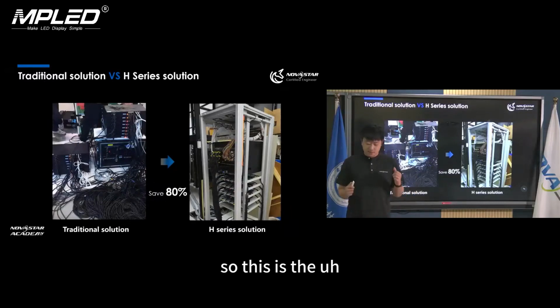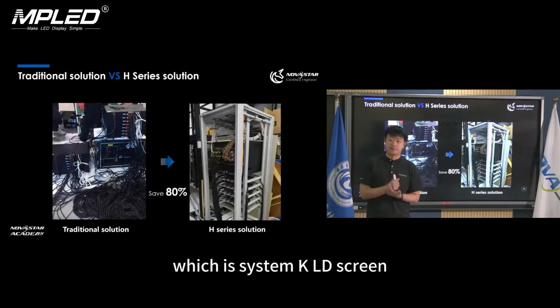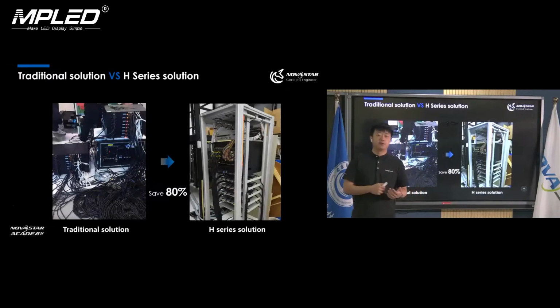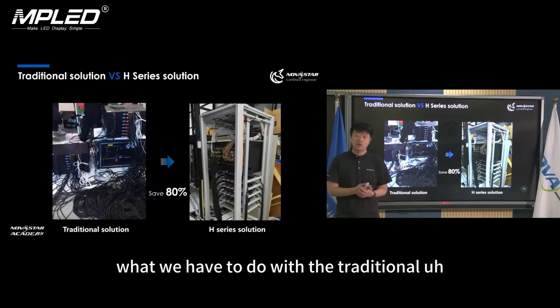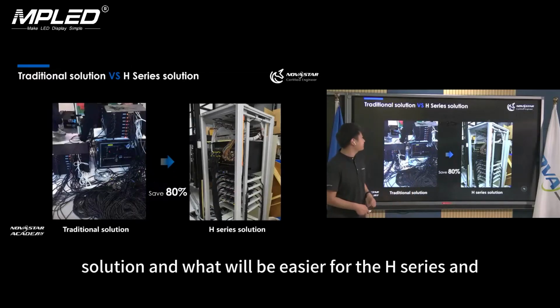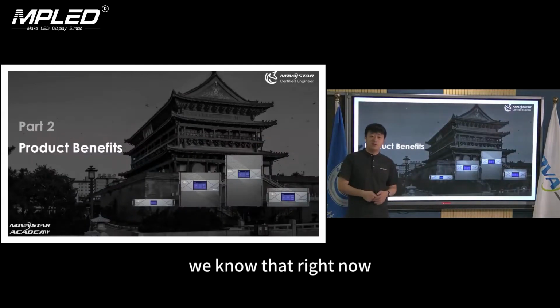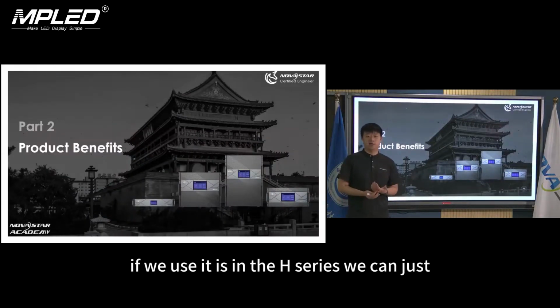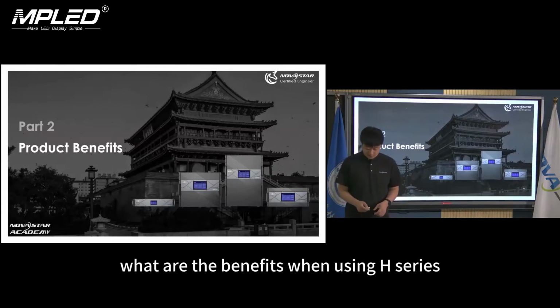So this is the system structure comparison with a real case, which is a 16K LED screen. You can see what we have to do with the traditional solution, and what will be easier with the H series. If we use the H series, we can have a really simple structure. So what are the benefits of using the H series?